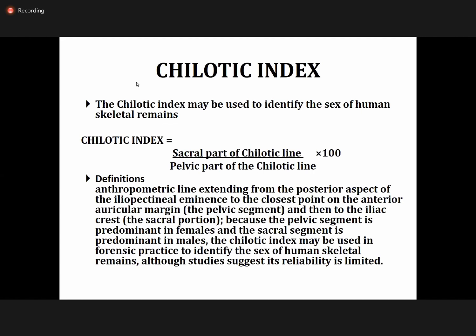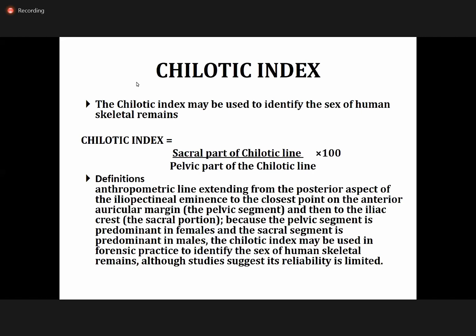This is the extent of the posterior aspect of the iliopectineal eminence. I showed you just 6, 7, and then the iliac crest portion, because the pelvic segment is prominent in female and the sacral is predominant in male. So the index may be used in medicolegal practice to identify human skeletal remains.